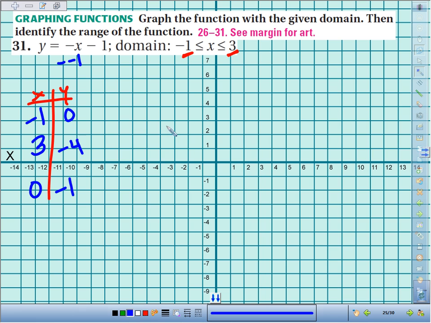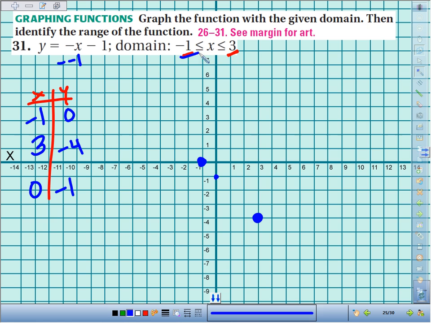I like to make giant stop dots by endpoints. So negative 1, 0. Remember, when x was negative 1, that's an endpoint. When x is 3, that's another endpoint. So 3, negative 4, I'm going to put another bigger stop dot. Then 0, negative 1, just to make sure I've got all my ducks in a row. Yeah, everything seems to line up.